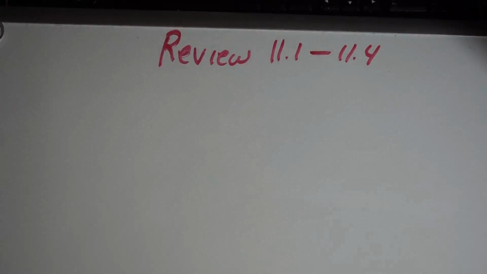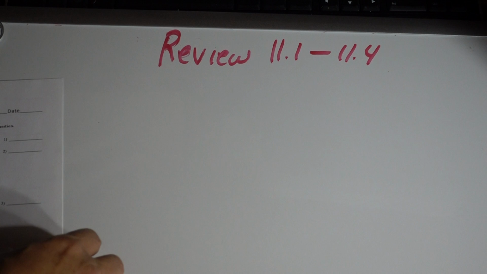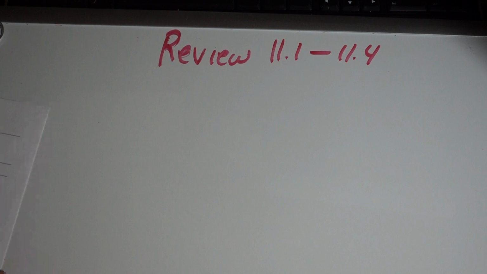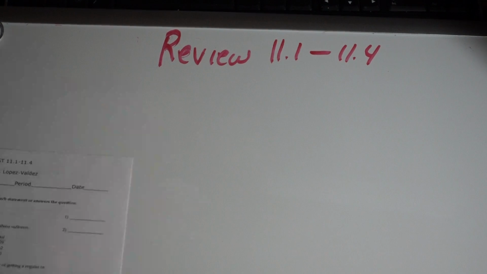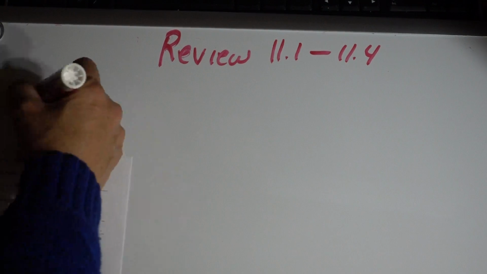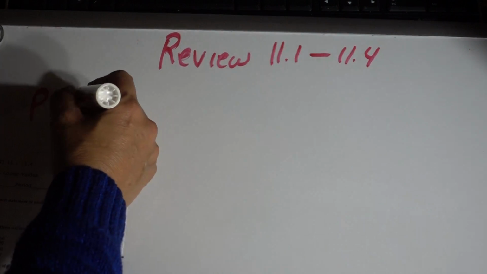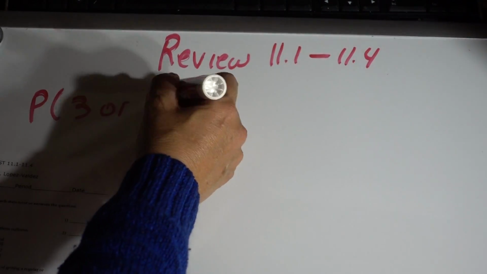We're going to start with review for chapter 11.1 to 11.4, and this is probability concepts. Let's start with problem number 1. In this problem it says a 6-sided die is rolled. Find the probability of 3 or 5.